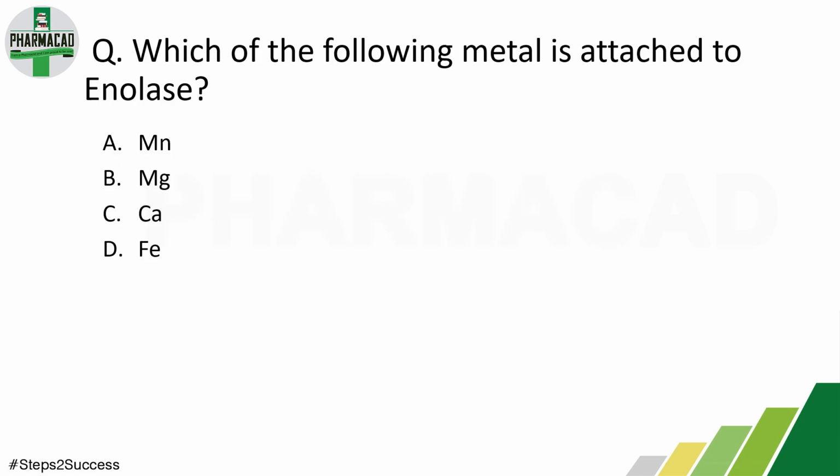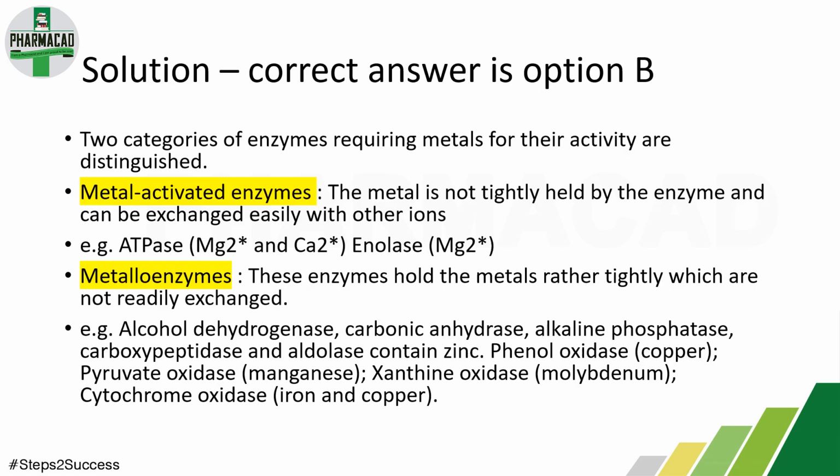Which of the following metals is attached to enolase? Option A Mn, option B Mg, option C Ca, option D Fe. That is manganese, magnesium, calcium, iron. So the correct answer is option B, magnesium. Two categories of enzymes require metals for their activity. Certain enzymes require activation, and here the metal acts as an activator for that particular enzyme.